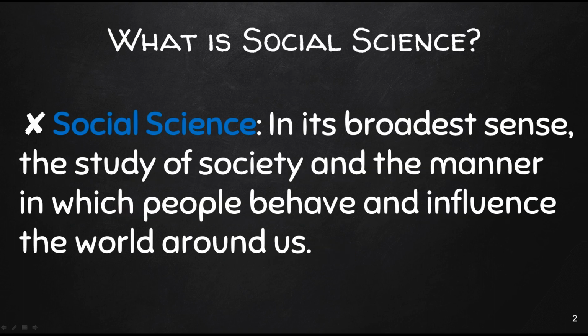So social science tells us about the world beyond our immediate experiences and can help explain how our society works, from the causes of unemployment or what helps economies grow, to how and why people vote, or what makes us happy. So it provides vital information for governments and policymakers, local authorities, non-government organizations, and many others. Social science, in its broadest sense, is the study of society and the manner in which people behave and influence the world around us.